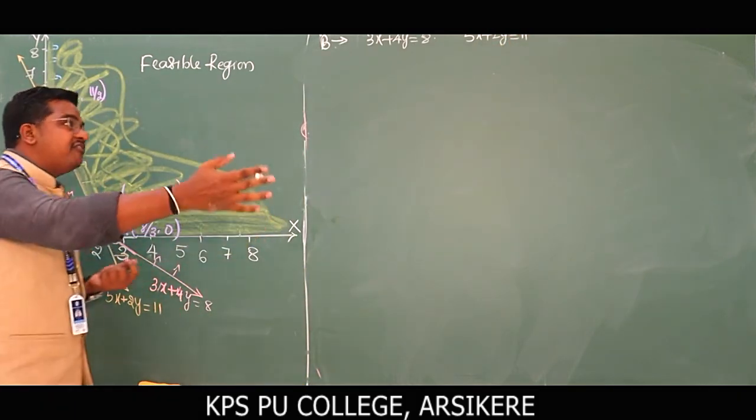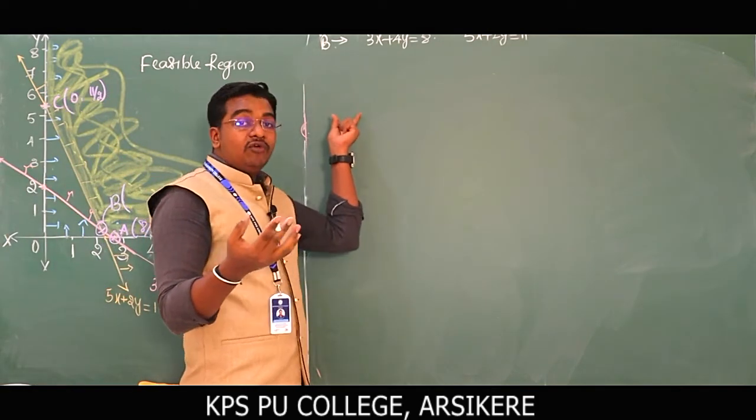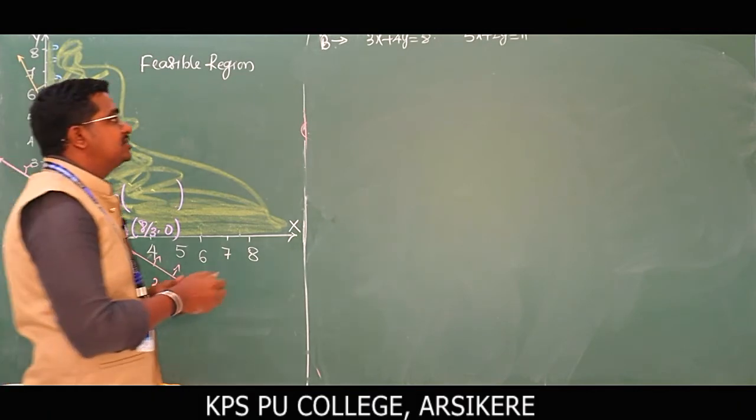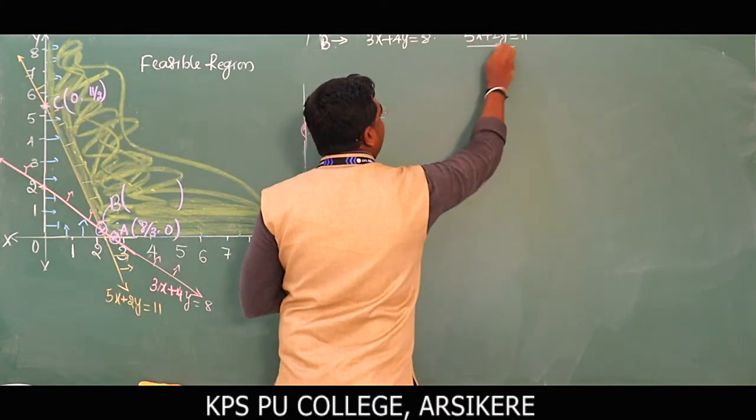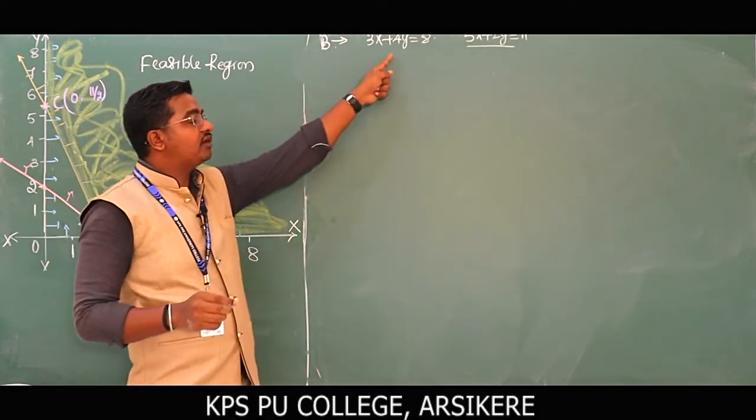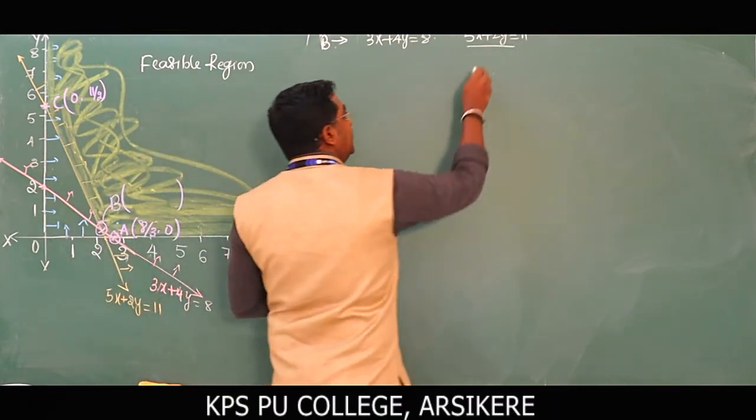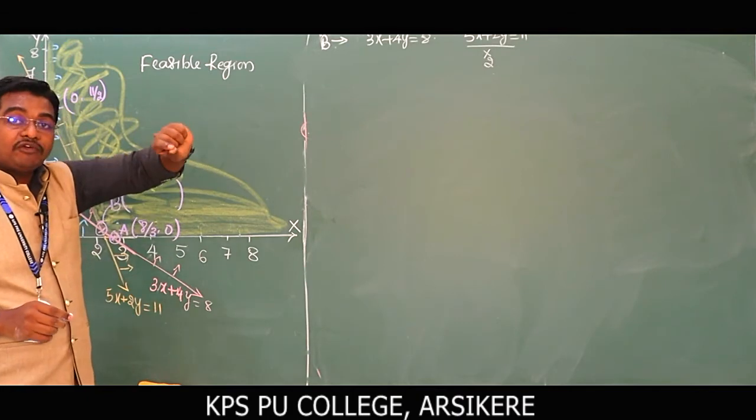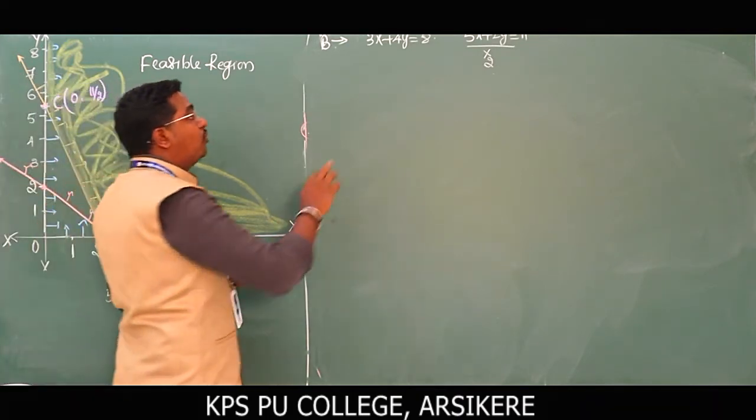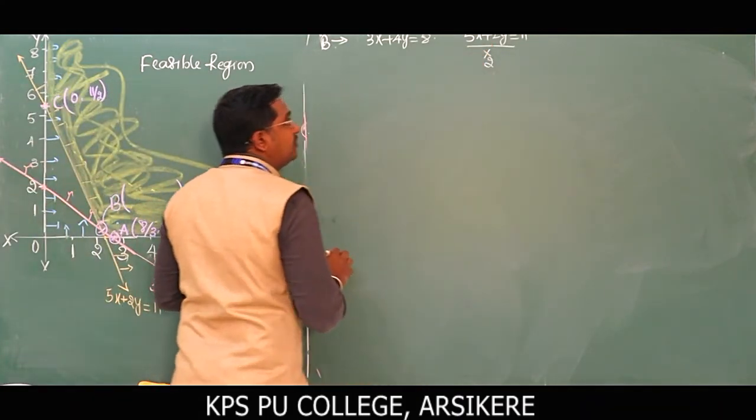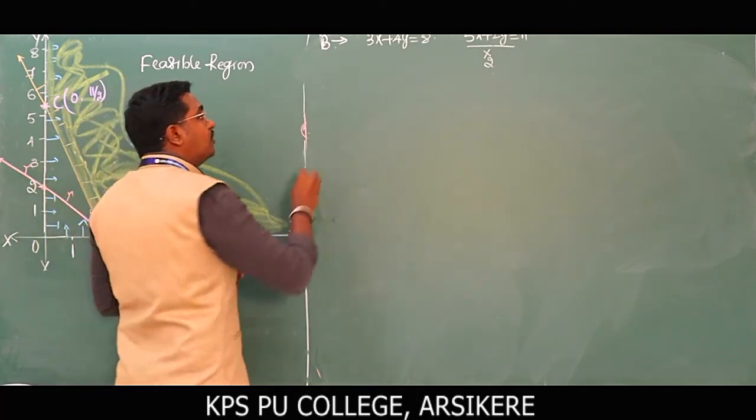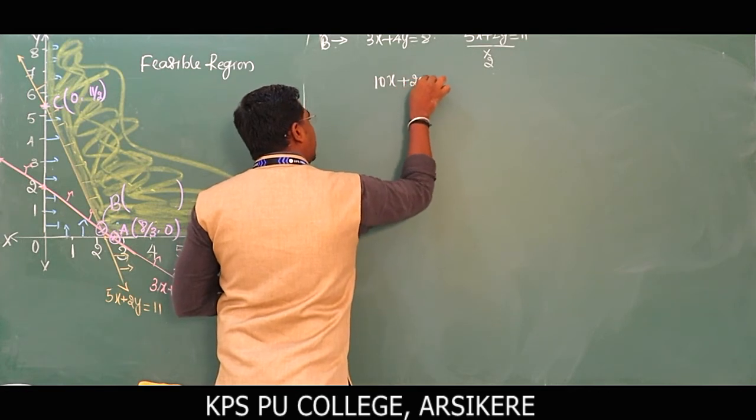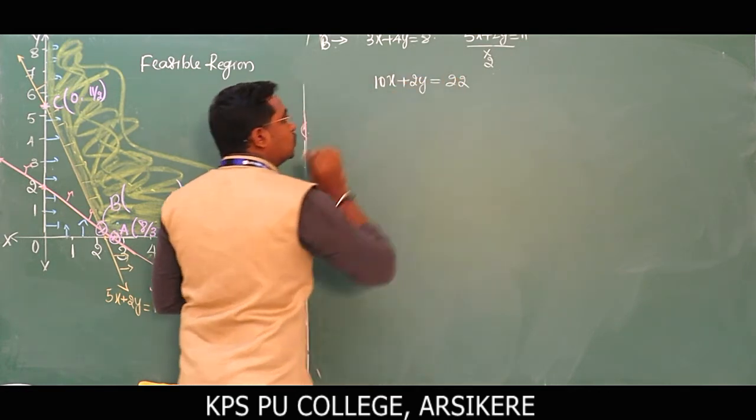In all the problems we have discussed, go with the cancellation or elimination method. What are the coefficients of y here? Here it is 2, and here the coefficient of y is 4. So multiply this equation by 2. When you multiply by 2, the coefficients of y become equal. 5 into 2, that becomes 10x plus 2y is equal to 22.